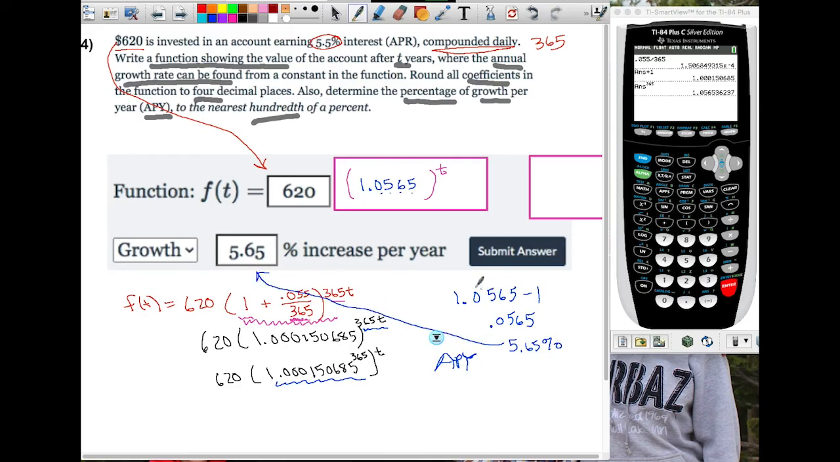There we go. So the key to these problems is once you set it up here, simplify the base, get it to here, raise the base to the power of 365, so separate these exponents, and that'll get you your base in terms of t.